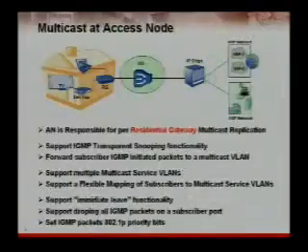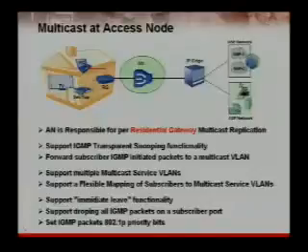If you take a look at the access node, the access node becomes responsible for the per residential gateway multicast replication, or per household replication, right? So basically, it's multi-stage multicast, which is naturally how multicast networks work, right?